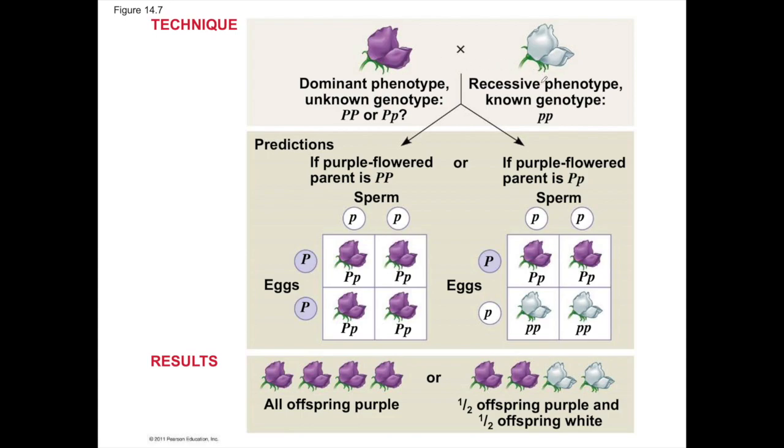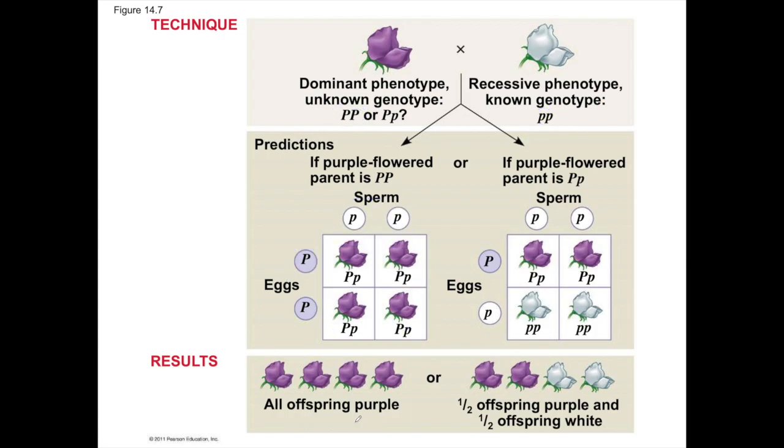And when you do that, there are two possibilities. Because this purple flower plant could be big P, big P, in which case the gametes it's going to make are either big P or big P. And the white flower plant has to be little p, little p, so its gametes are little p. Now, if this purple flower plant was homozygous dominant, when you mate it to the recessive, every single kid is going to have the dominant phenotype, purple flower color, all of them.